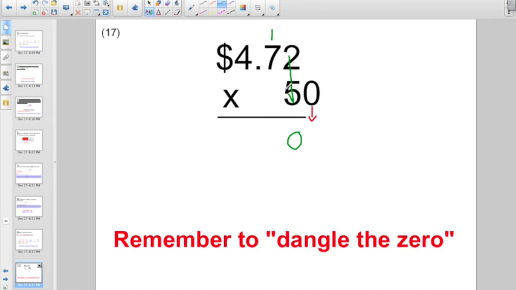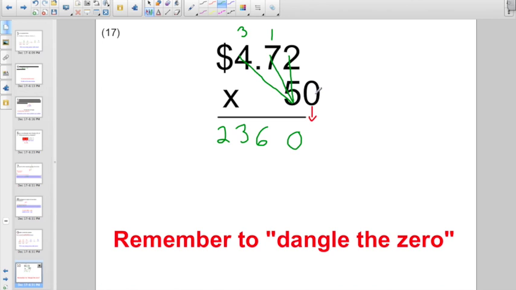Then I'm going to go 5 times 7 is 35. Plus 1 more is 36. I'm going to write down my 6. I'm going to carry my 3. Then I'm going to go 5 times 4 is 20. Plus 3 more. Yeah, that sounds like 23.